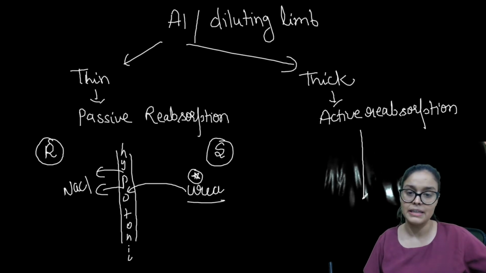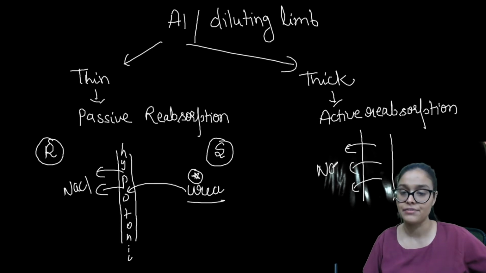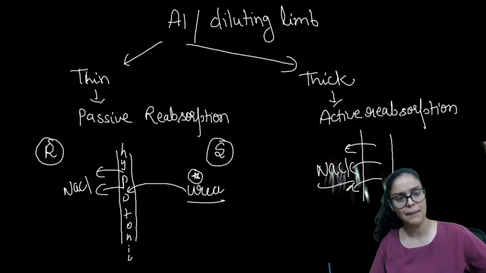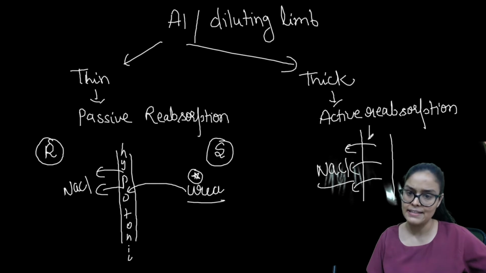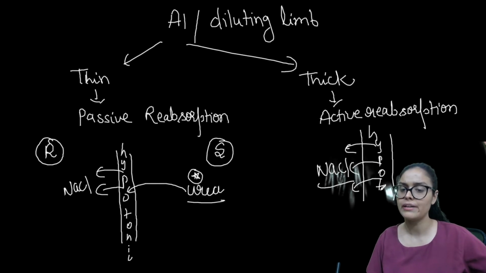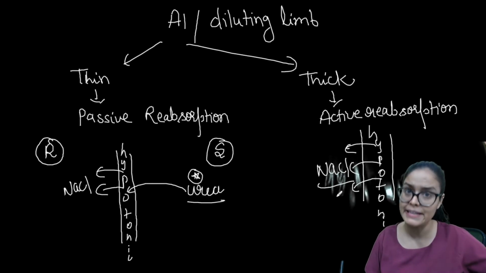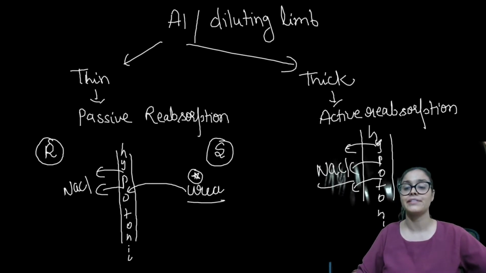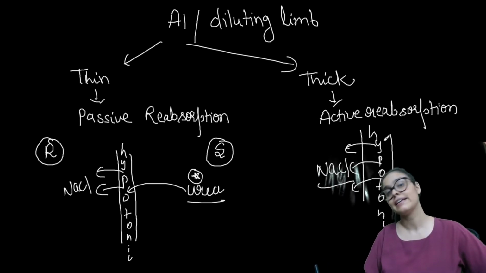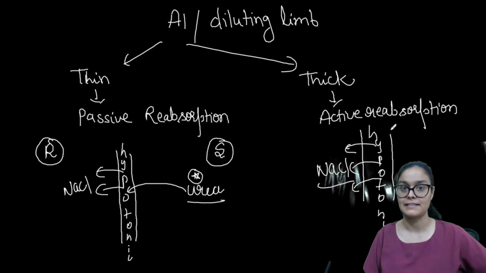Active, if we see obviously, here NaCl is reabsorbed actively. So here only reabsorption happens, no secretion. What will the condition be? Hypotonic condition in ascending limb. Why? Because solute is releasing out and the water content inside is increasing, making it less concentrated. As simple as that. So this is all about ascending limb.